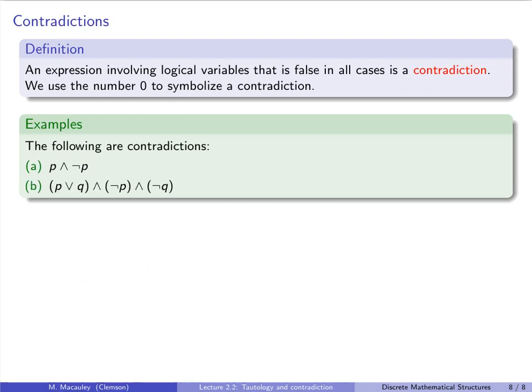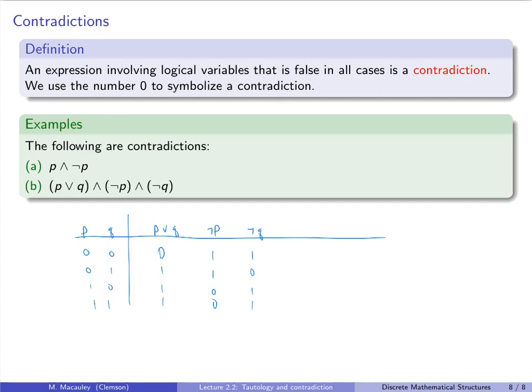Okay, next. P or Q and not P and not Q. So let's just check that. So we have P and we have Q. So 0, 0, 0, 1, 1, 0, 1, 1. These are all the inputs. P or Q is 0, 1, 1, 1. Not P is 1, 1, 0, 0. Not Q is 1, 0, 1, 1.